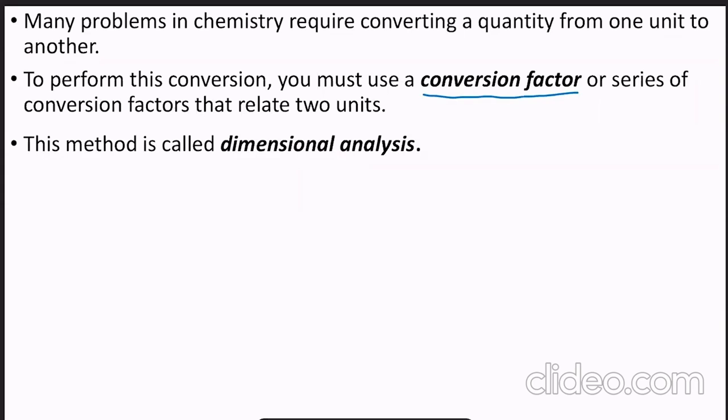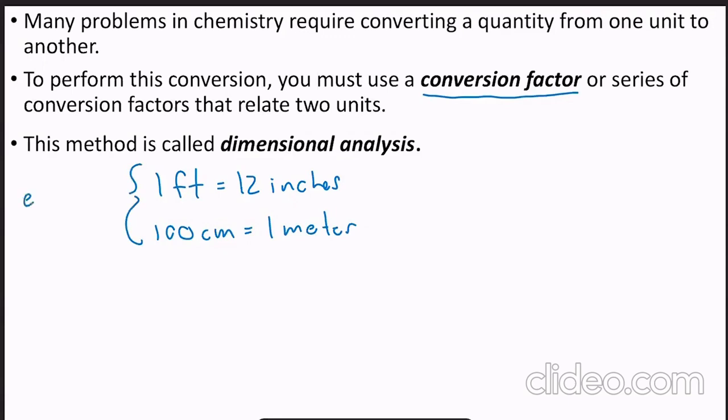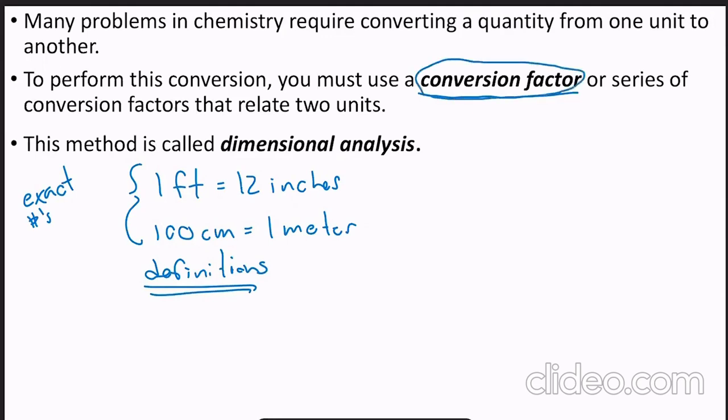So here's an example of a definition. 1 foot equals 12 inches. 100 centimeters equals 1 meter. These are definitions. These are exact numbers, right? These are definitions. We're going to take our definitions and convert them into what we call a conversion factor.